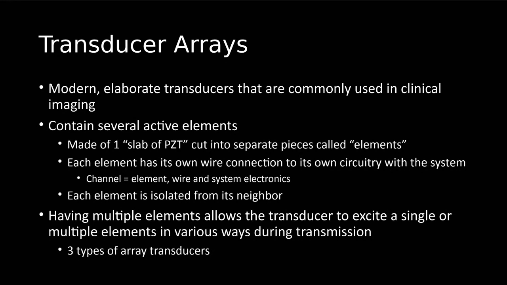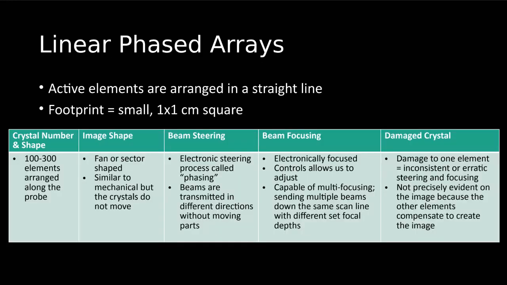Now, there are three types of array transducers, and we're using these pretty frequently. So we have our first one, a linear phased array. This means that our active elements are going to be arranged in a straight line. So they're sitting right next to each other in a straight line. The footprint is going to be rather small, a 1 by 1 centimeter square, and this is something that is used very, very commonly in echo. So if you ever see a really square, small type of transducer, that is an echo probe, which they are using to look at the heart.